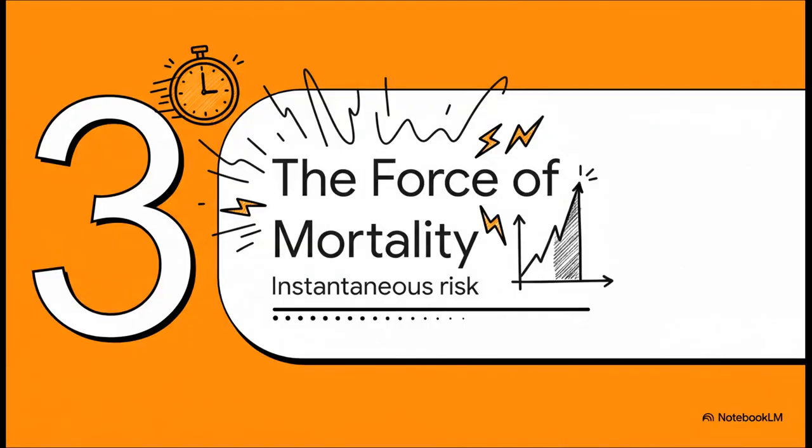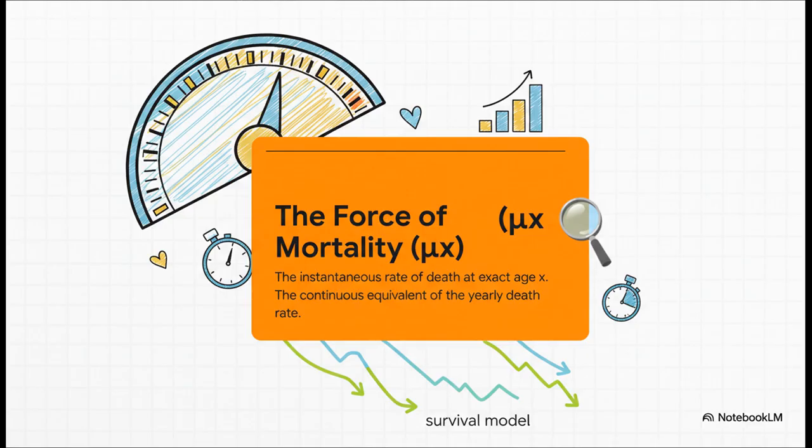Okay, so far we've been talking about probabilities over big chunks of time, like years. But what if we want to get more granular? What if we want to know the risk of death not over the next year, but in the next second? For that, we're going to need a much more powerful, more precise concept, and it's called the force of mortality. This is represented by the Greek letter mu with a little x next to it, and I want you to think of it like a speedometer for your mortality risk.